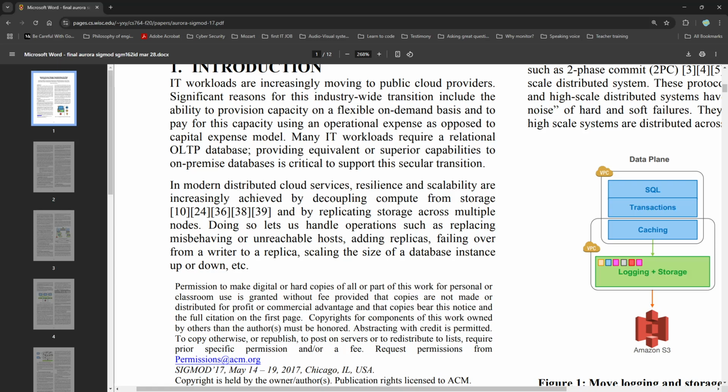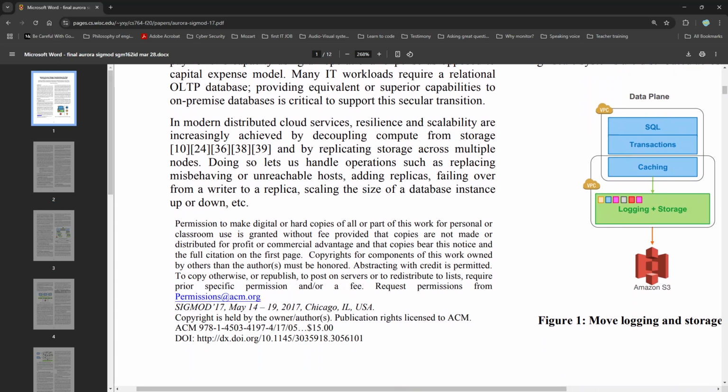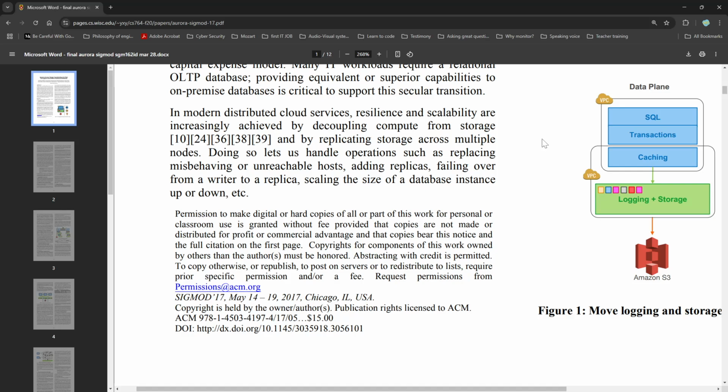Many IT workloads require a relational OLTP database. Providing equivalent or superior capabilities to on-premise databases is critical to support this secular transition. In modern distributed cloud services, resilience and scalability are increasingly achieved by decoupling compute from storage, and by replicating storage across multiple nodes. Doing so lets us handle operations such as replacing misbehaving or unreachable hosts, adding replicas, failing over from a writer to a replica, scaling the size of a database instance up or down, etc.